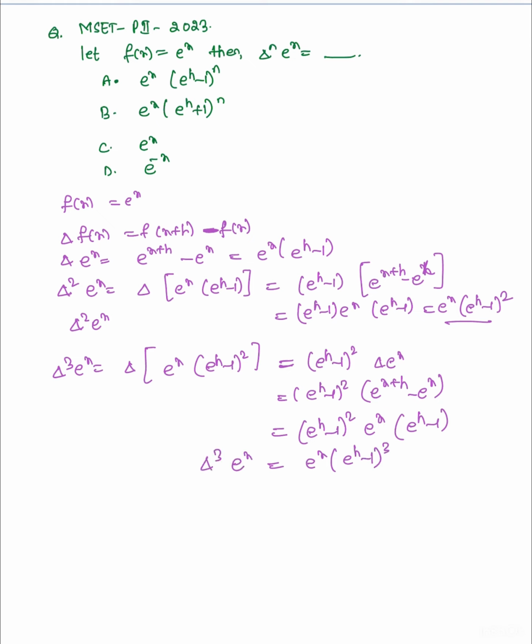So for the nth forward difference of e raised to x, continuing and so on, for the third it has power 3, and for n it has a power n. So delta power n of e raised to x is e raised to x into (e raised to h minus 1) power n. Therefore the correct option is option A.